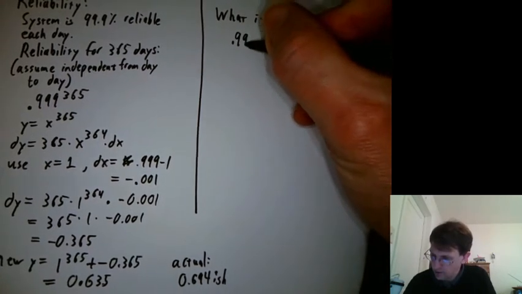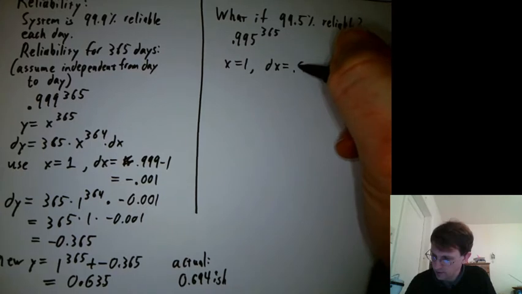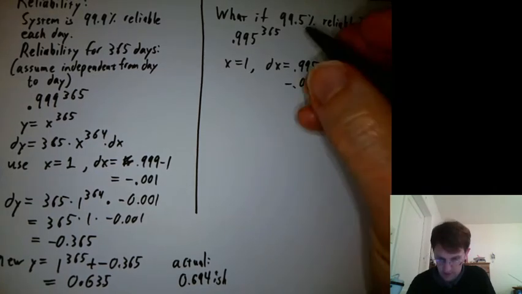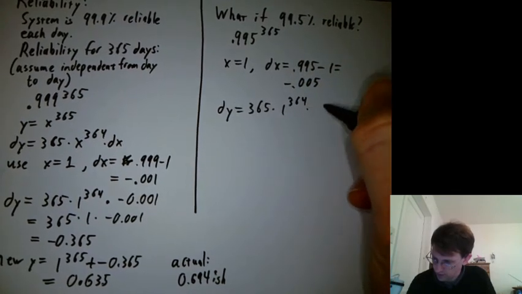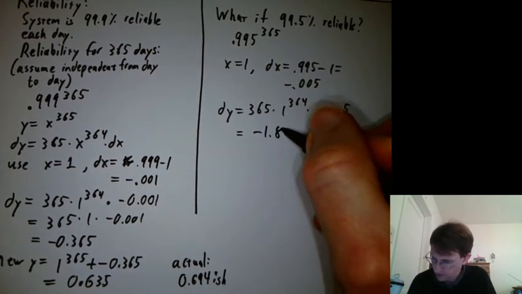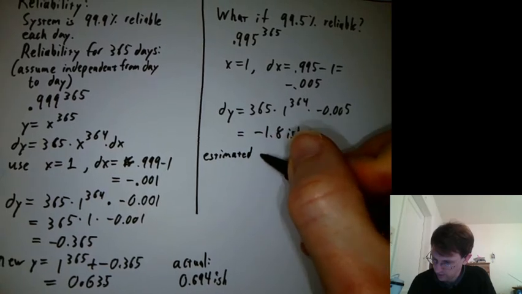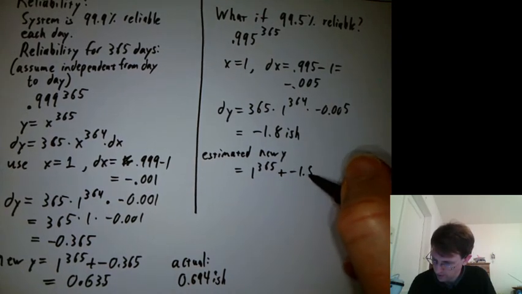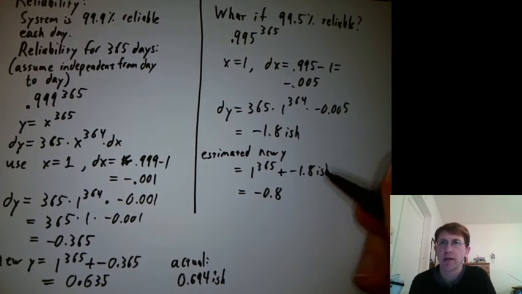So what you would really want to do is 0.995 to the 365. You could say x equals 1, dx equals 0.995 minus 1, which is negative 0.005. Then you'd say dy equals 365 times 1 to the 364 times negative 0.005. And if you do all that arithmetic, you get negative 1.8-ish. So our estimated new y would be 1 to the 365 plus negative 1.8-ish, which would be negative 0.8, or negative 80% reliability.